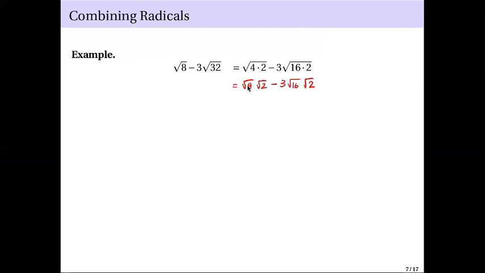And 4, that's square root of 2 squared. So you have here square root of 2 squared times square root of 2 minus 3 times your 16. That's 4 squared. So you have square root of 4 squared and then square root of 2. And then in here, square root of 2 squared is equal to 2. Square root of 2 minus 3 times square root of 4 squared, that's just 4. Then you have square root of 2 in here.